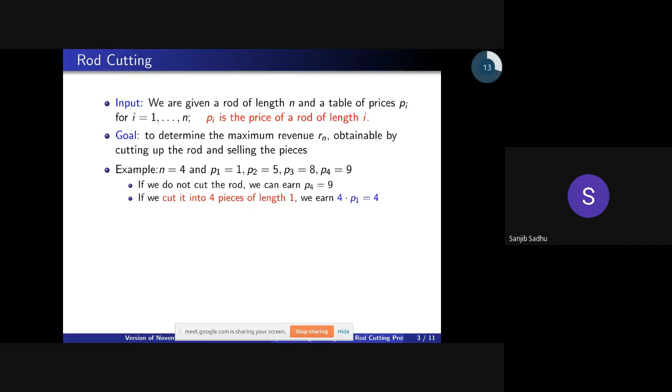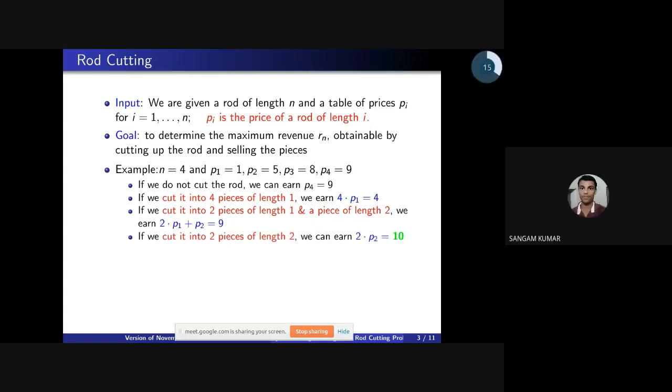So if you cut into 4 pieces of length 1, then you will get 4 into 1. You will earn 4 unit. Now if you cut it into 2 pieces of length 1 and a piece of length 2, that means two pieces of length 1 and another of length 2. So this one length has the price 2 into 1. And P2, this is length 2. Length 2 has price 5. So 2 into 1 means 2. Just a minute. 5 plus 2, 7. It should be 7, I think.